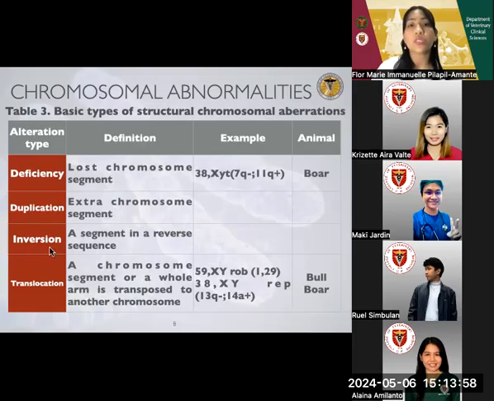An inversion, same as what was shown earlier, no? In an inversion, the segment is in a reverse sequence. Or then we have the translocation. Here in the bull, instead of having the 60 chromosomes, we have the Robertsonian translocation in the loci, which happens in the bull. Or for the boar, we have 38, that's still the normal, but we have a translocation on this area of the loci.